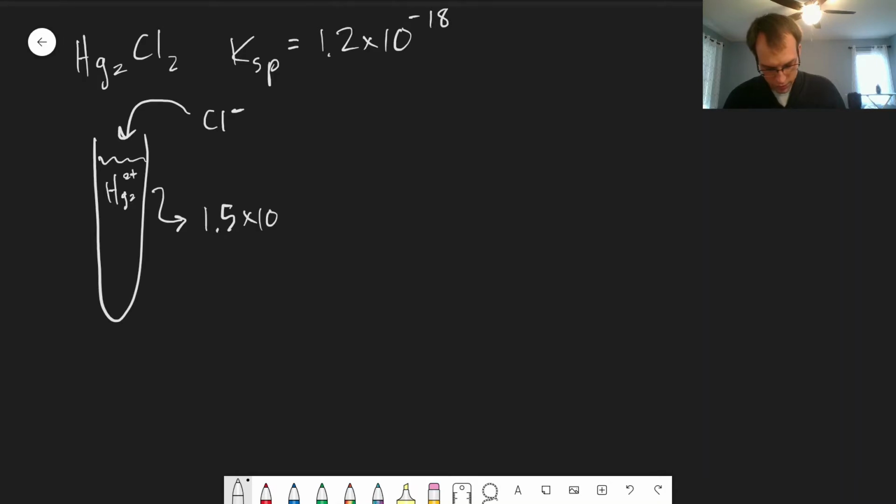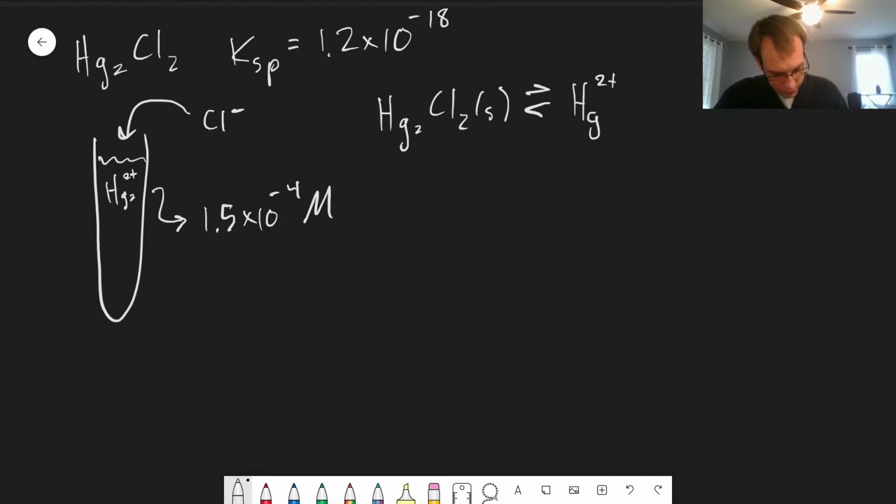So let's say we have mercury present at a concentration of 1.5 times 10 to the minus 4 molar. So not very concentrated, but much higher than the sort of concentrations we were looking at. The question is, at what concentration of chloride will we start to see precipitate forming? Now remember, KSP represents an equilibrium between the solid salt and the aqueous forms of the ion.